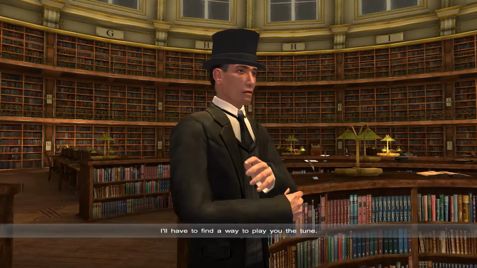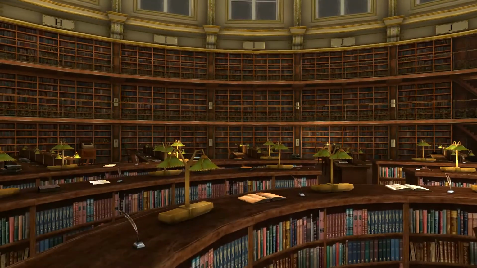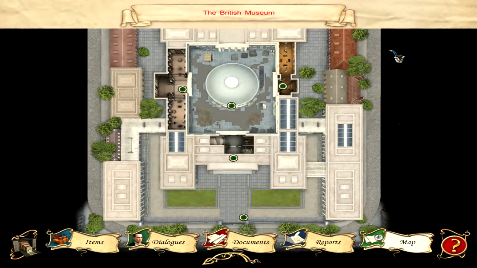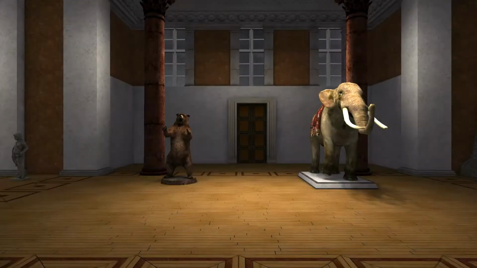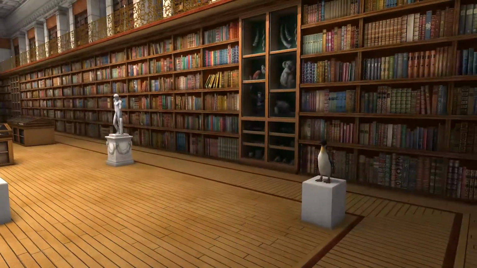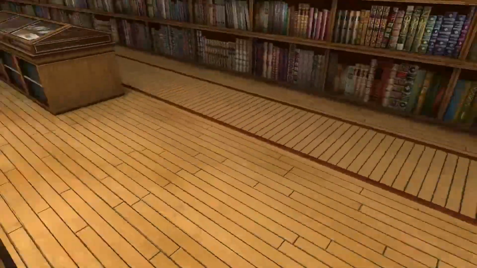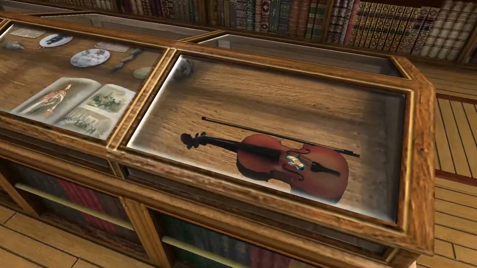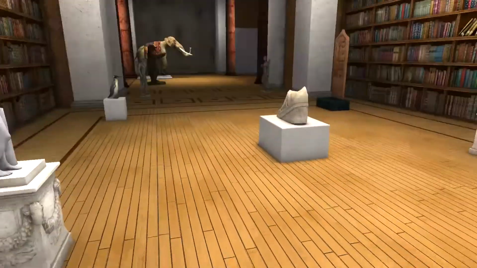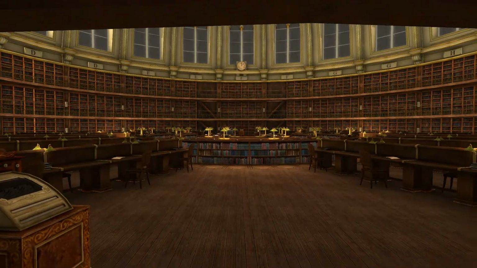I'll have to find a way to play the tune. Ah, well, there is one instrument that Holmes was fond of. Not there. There it is! This instrument will do the job. Stradivarius. Take good care with that baby, Holmes.